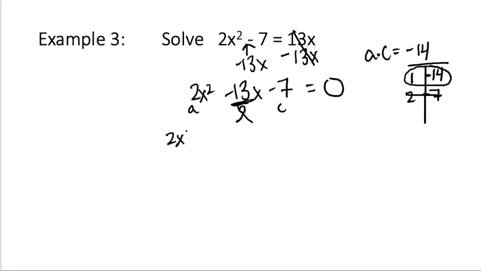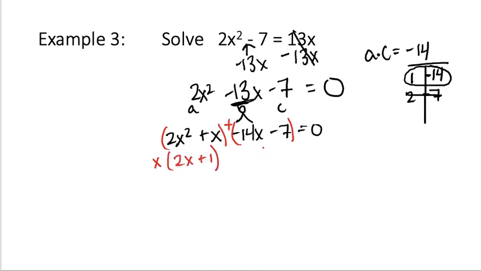So now I've got 2x squared plus x minus 14x minus 7 is equal to 0. I group my first two terms and I group my second two terms. The GCF of my first two terms is x, which leaves me with 2x plus 1. The GCF of my second two terms is 7, but my leading coefficient is negative, so I need to pull out a negative 7, and that's going to leave me with 2x plus 1. So now we have x minus 7 times 2x plus 1 is equal to 0.